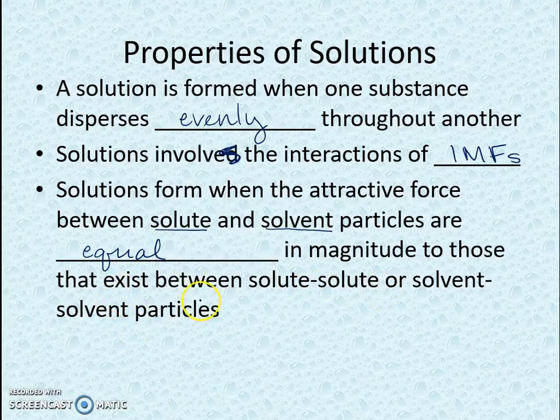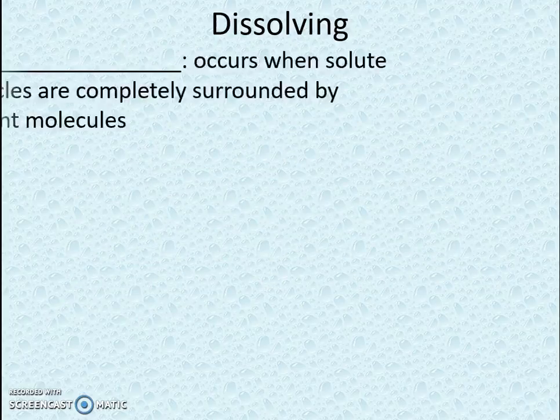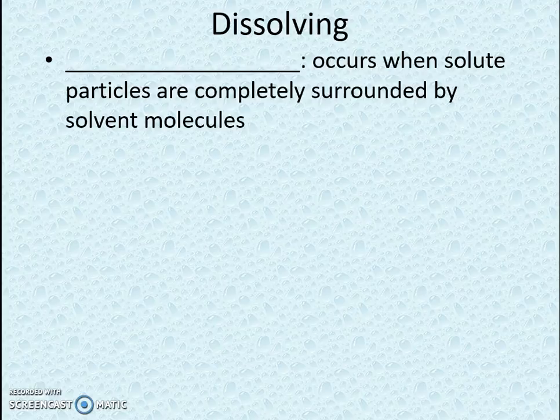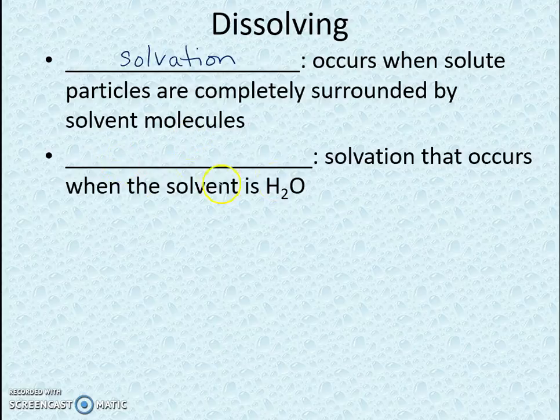Okay, so let's think Kool-Aid. If you were to take a Kool-Aid packet and make Kool-Aid with it, the Kool-Aid packet would be your solute and the water would be your solvent. Dissolving, this process, starts with something we call solvation. Solvation, not salvation, occurs when the solute particles are completely surrounded by the solvent molecules. And if the solvent in particular is water, we call this process hydration.